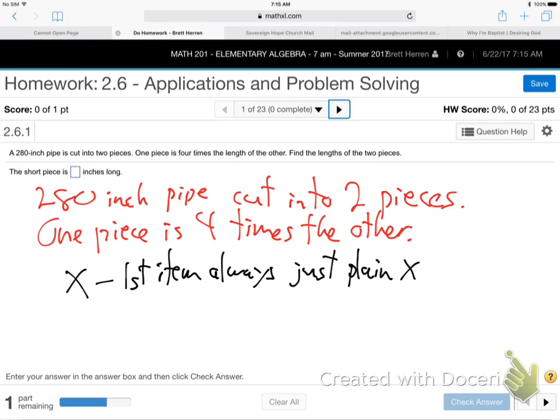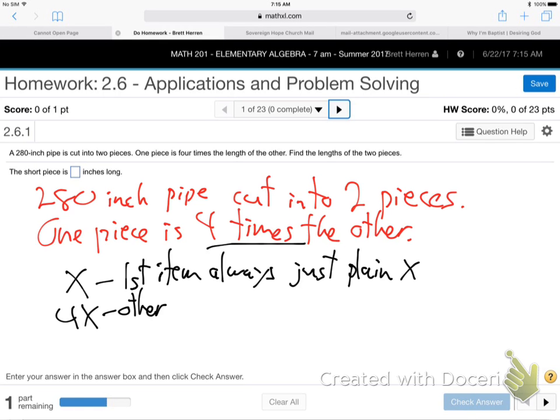So these are our first official word problems here. It's a whole section of word problems. So you always let the first item be plain, simple x. Nothing more complex than that. And then the other item is whatever they're saying. And what are they saying on this one? 4 times. So the other item will be 4 times x. That's the other one.